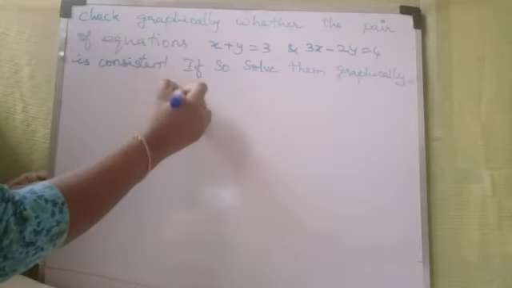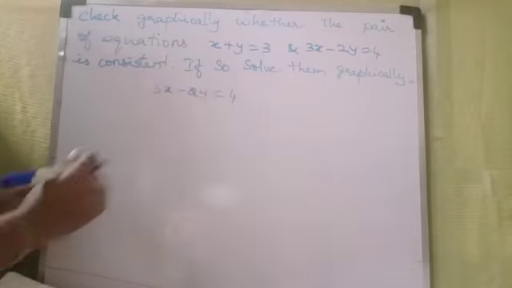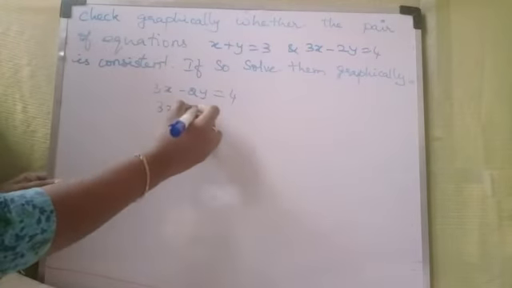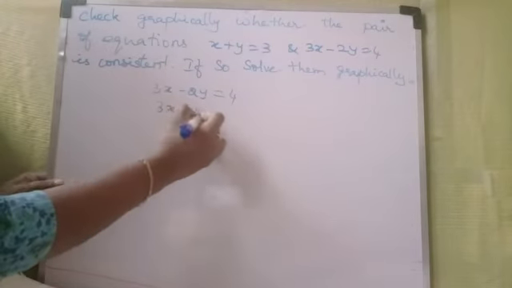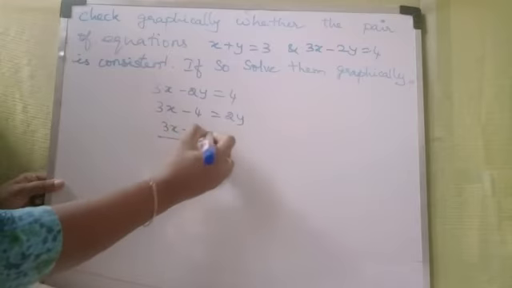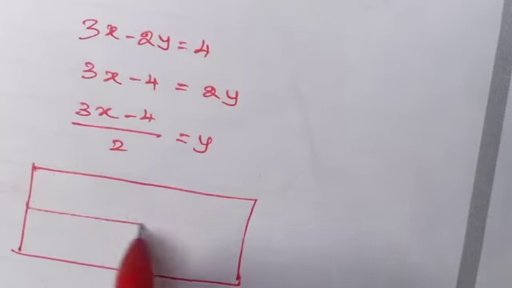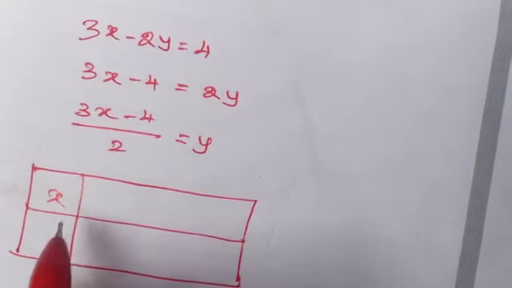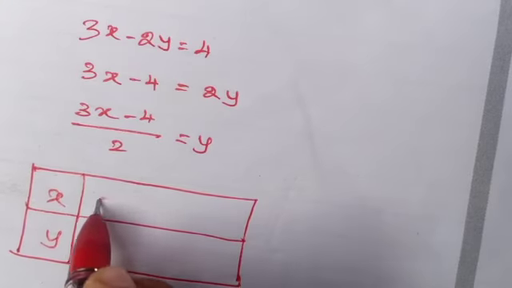Similarly, we will find three solutions for the second equation also. The second equation is 3x minus 2y equal to 4. Y goes to the other side. So 3x minus 4 equal to 2y. So (3x minus 4) by 2 is equal to y. Let us keep y alone on one side. Find out three solutions now.